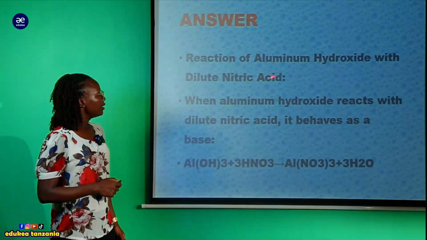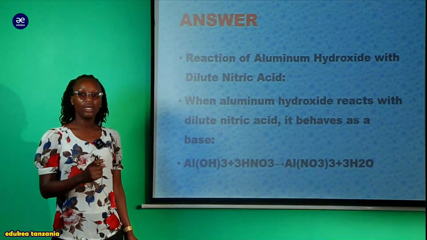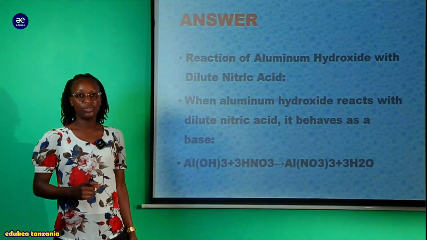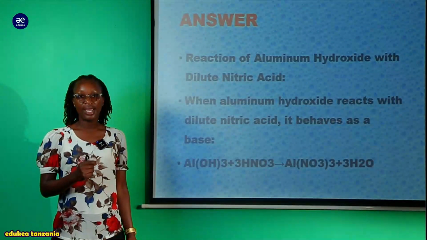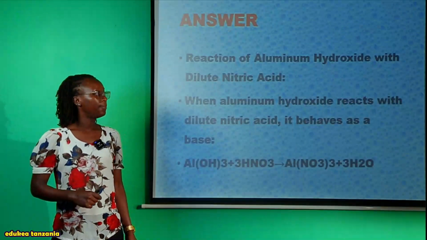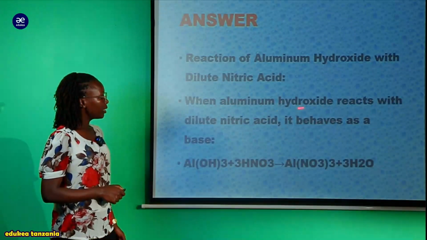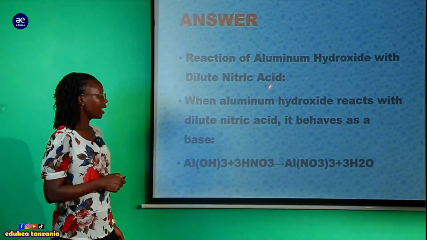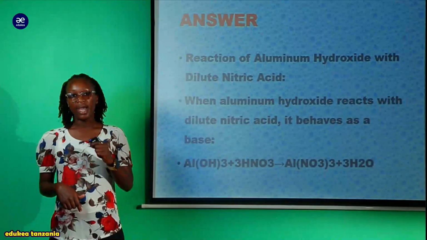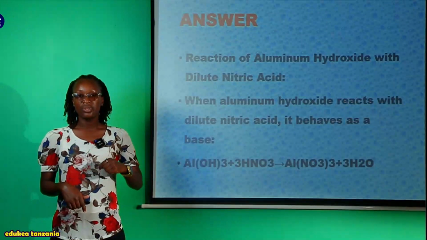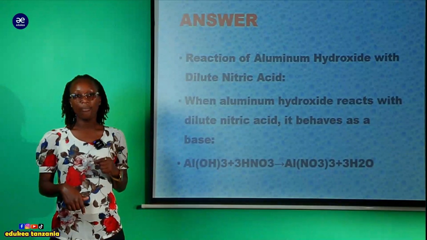Okay, this one tumesema aluminium hydroxide ina play part in both acid and can react with the acid, at the same time can react with the base ambayo ina play part ya amphoteric. Sasa tunakuja ku demonstrate au ku write the equation ambayo ita take place once we react it with acid. So you can see that when aluminium hydroxide reacts with the dilute nitric acid, it behaves as a base. Sasa huyu aluminium hydroxide endapo atafanya reaction with the nitric acid, on that time yeye atareact kama base compound.